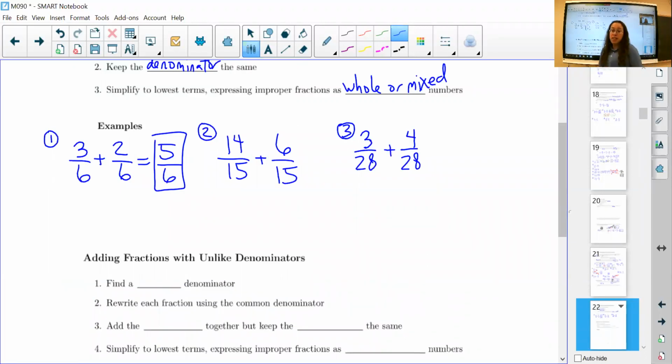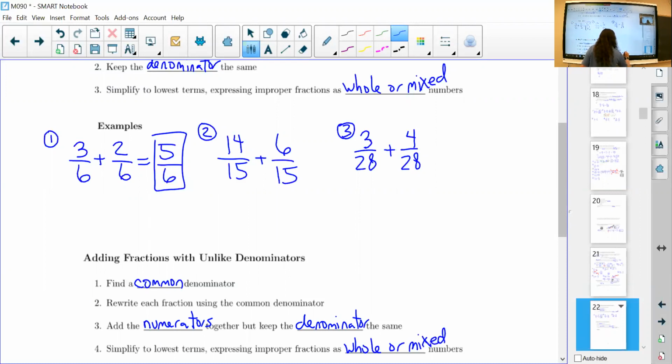They have the same denominator. It's nice and easy. If not, that's okay. We just make them have the same denominator. We want to find a common denominator, a number that works for both of them. We rewrite each fraction using the common denominator. We're going to add the numerators together, just like we did above. Keep the denominator the same, just like we did above. And simplify, expressing improper as whole or mixed numbers.